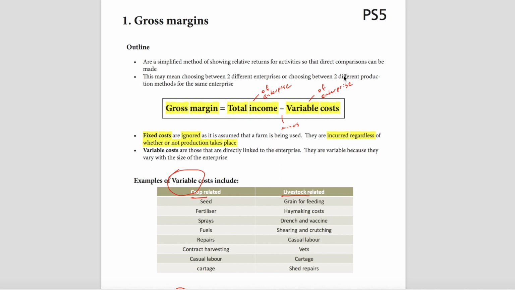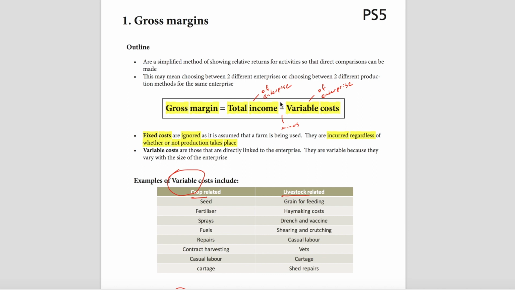You also might choose between two different production methods. So for example, is it better for me to do cotton or irrigated cotton? So non-irrigated cotton versus irrigated cotton. Which one is going to make me more money? Because obviously there's more costs involved with irrigation, but will the extra yield more than cover the extra cost of irrigation?